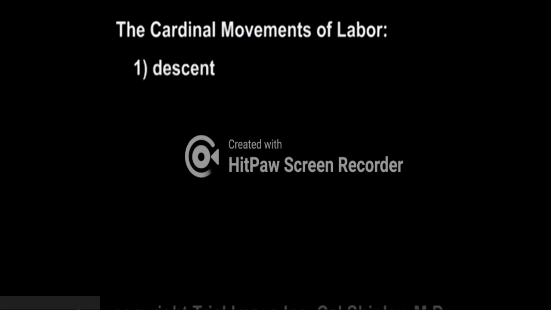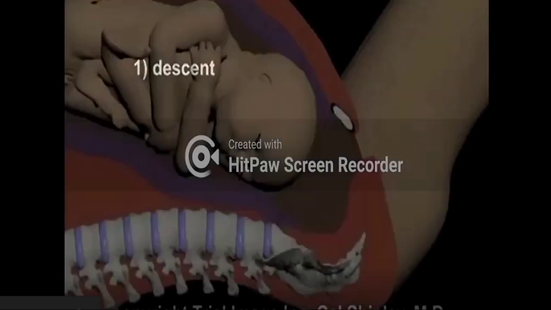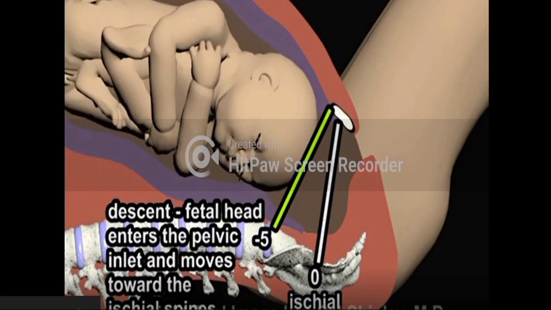The first of the cardinal movements is descent. Although technically the fetus is descending the entire time it is moving through the birth canal, descent as a cardinal movement is usually defined as the point at which the fetal head moves into the pelvis through the pelvic inlet at -5 station and descends toward the ischial spines.